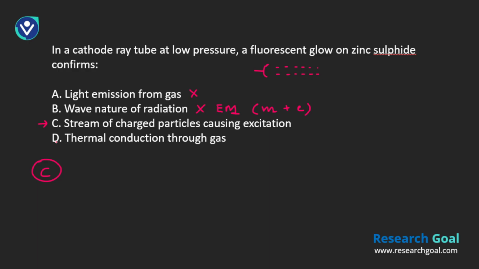Option D, which is thermal conduction through gases. There is nothing to do with temperature here in cathode ray, and it's also not linked with gas, right? So this option is incorrect. If you have a better understanding of cathode ray, you should be able to immediately select option C, which is the correct one: stream of charged particle causing excitation. So you will have a stream of charged particles that will cause excitation because you have zinc sulfide present in the cathode ray tube. All right, let's move on to the next one.